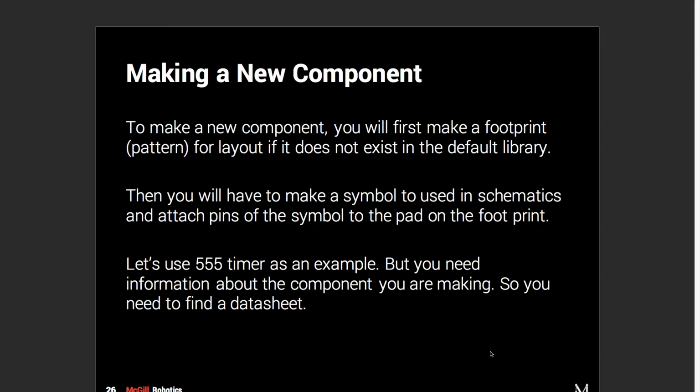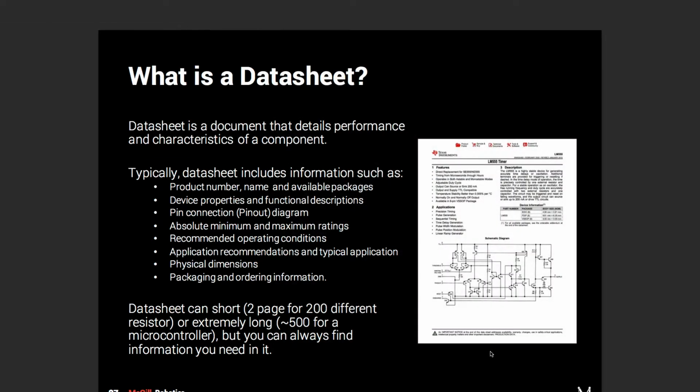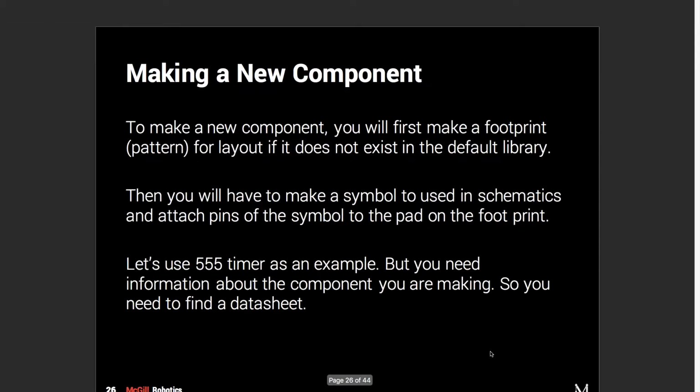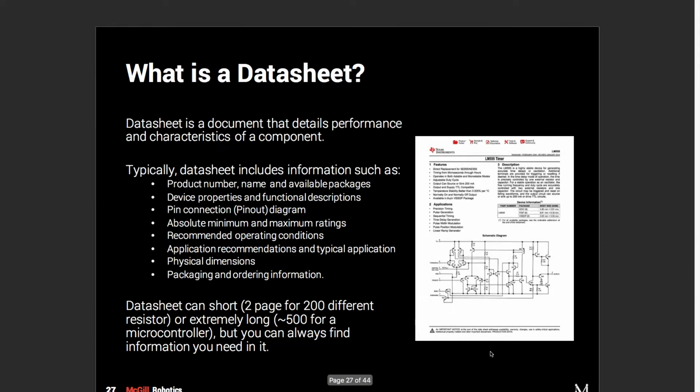In the past, I wanted to use a 555 timer as an example, but I think that defeats the purpose because the footprint of the 555 already exists in the library. So I'm just going to use a different component. This time we're going to use the depth sensor that's being used in UV, but we're going to do that once we get there. So what is a data sheet?